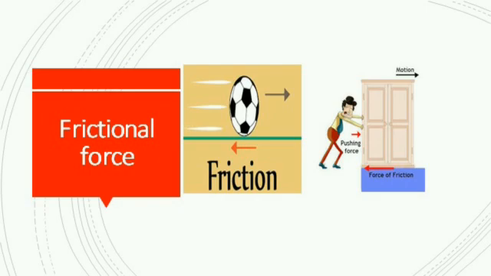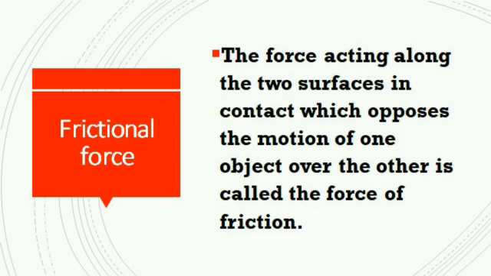The force acting along the two surfaces in contact, which opposes the motion of one object over the other, is called the force of friction. It is an invisible force. In the game of football, the goalkeeper applies some force with his hand to stop the ball, but here you cannot see any external force to stop the ball. The force is known as the frictional force. It is an invisible force. What is the work of this force? It acts in the opposite direction of the moving object, and it is used to stop the moving object.